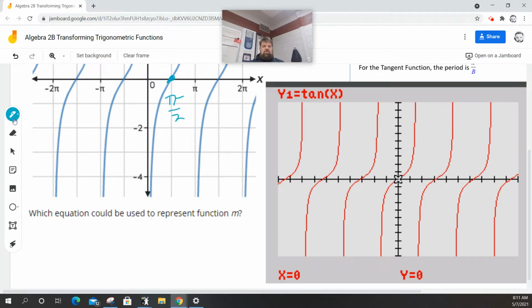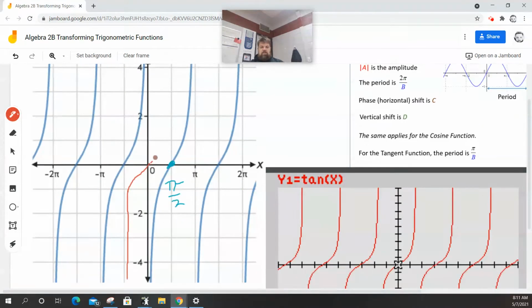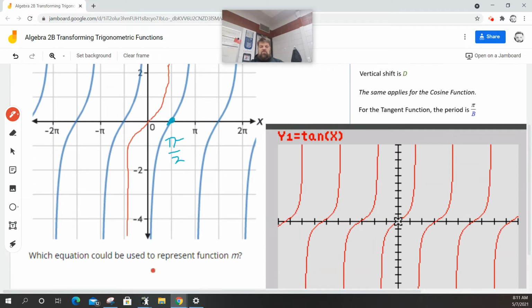So the original tangent function looks like this. It comes through at pi over 2, crosses through the origin, and then goes up like this. So it looks like we just shifted over pi over 2. So we just shifted over pi over 2.